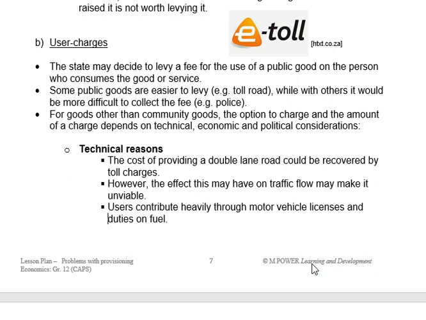Same with the fuel levy. The fuel levy is an indirect tax that they add onto the price of fuel. So every single time that you put fuel into your car, you are also paying the fuel levy. You, as the road user, your fuel levy is going to be used then to maintain the roads. All right.